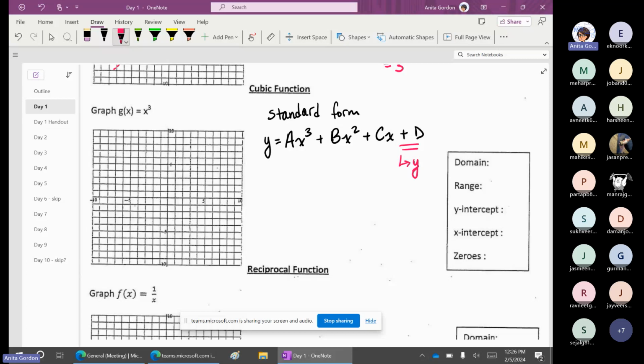Y-intercept in standard form. And then you're going to have factored form: x minus a, x minus b, x minus c. Any guesses what this information tells you? Your zeros, or your x-intercepts.